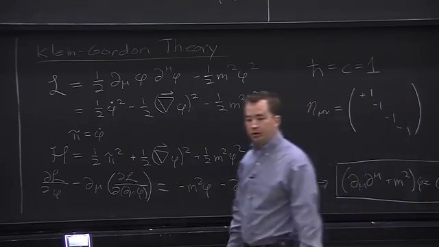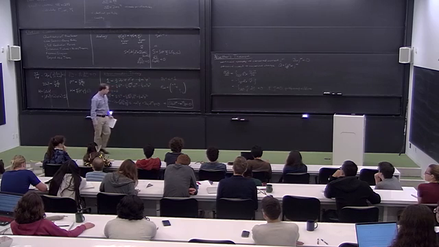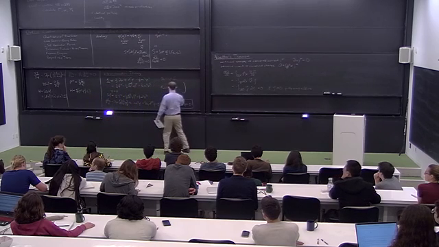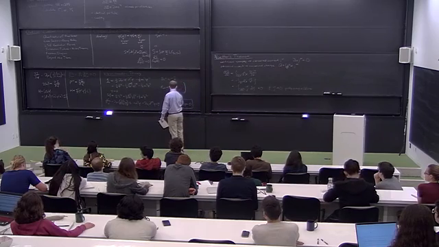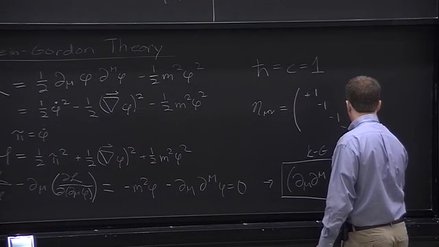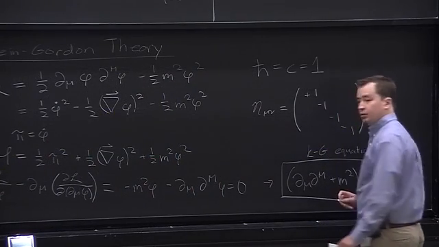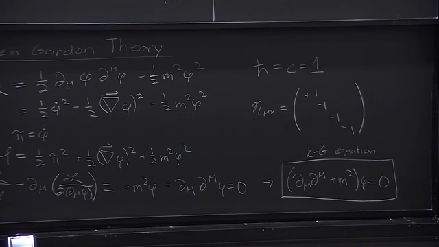Yeah. Is there a name for that equation that we have boxed there? This is known as the Klein-Gordon equation. Other questions?